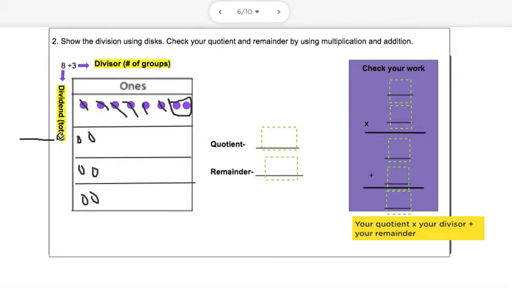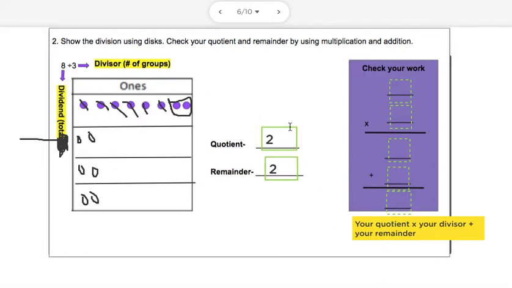And then same as before, in order to find our quotient, we're focusing on one group. And we're going to count how many disks are inside of this one group. How many disks do we have inside this one group? Beautiful, 2. And how many disks do we have as a remainder? 2. Beautiful.